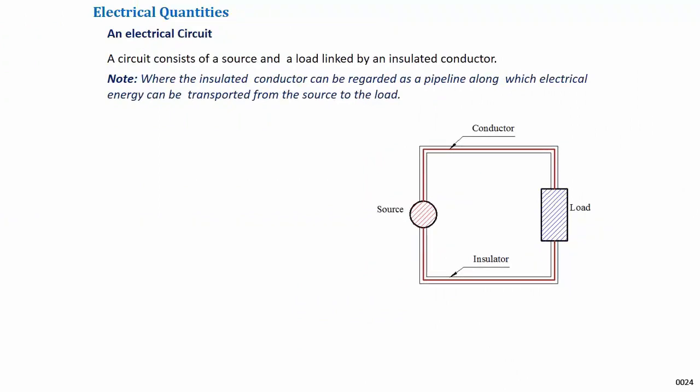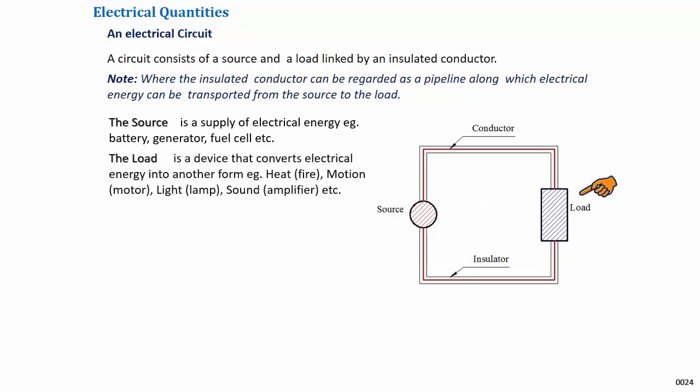In general, an electrical circuit consists of a source and a load linked by an insulated conductor, where the conductor can be regarded as a pipeline along which electrical energy can be transported from an electrical source to a load, as illustrated in the diagram. The source is a supply of electrical energy, for instance, a battery, a generator, or a fuel cell. The load is a device that converts electrical energy into another form, for instance, heat from a fire, motion from a motor, light from a lamp, and sound from an amplifier.